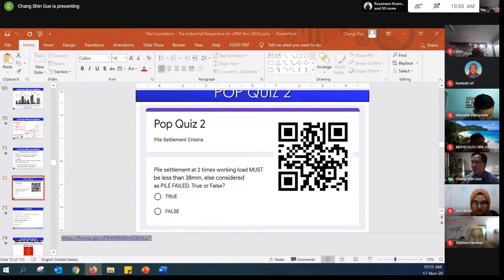Okay, I'm getting some of the responses in now. So the question is whether pile settlement at 2 times of working load must be less than 38 millimeters, else this pile is considered failed. Is it true or false?